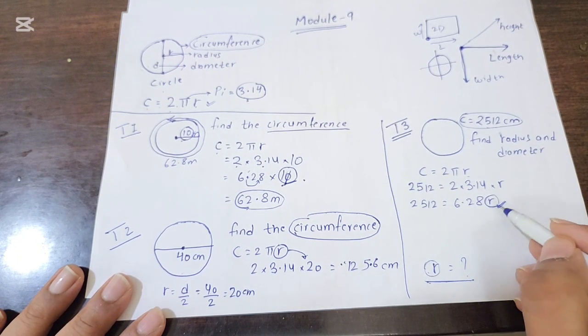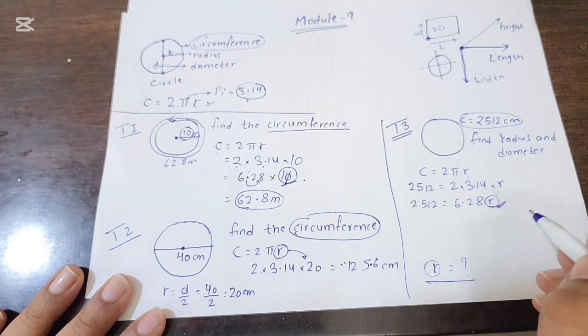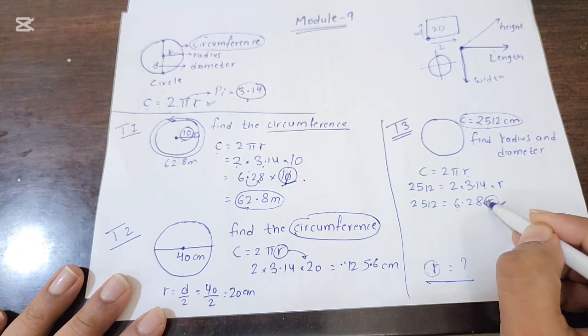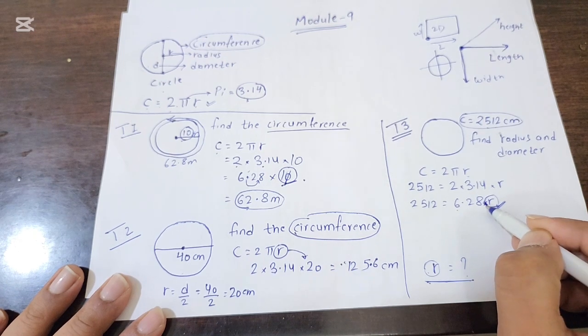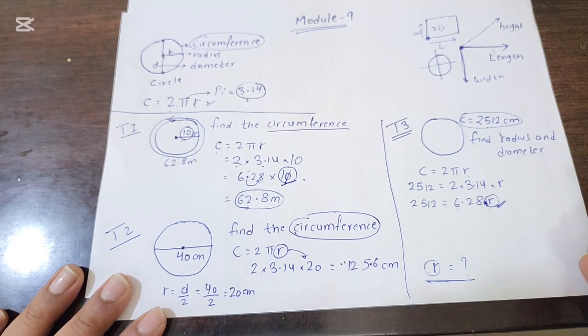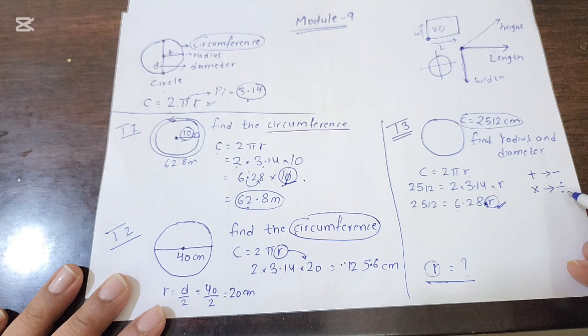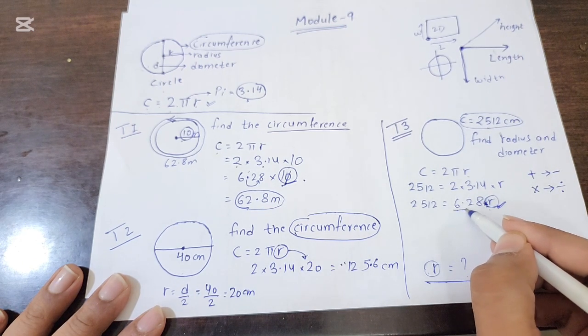Now here we have 6.28 with r. How will I remove this? Check what is present between 6.28 and r. Here between them we have multiply. Whenever you see multiply, you just do the opposite of multiply. Remember, the opposite of plus is minus. If you see plus, you do minus. The opposite of multiply is divide. So to remove the 6.28, I will divide by 6.28.